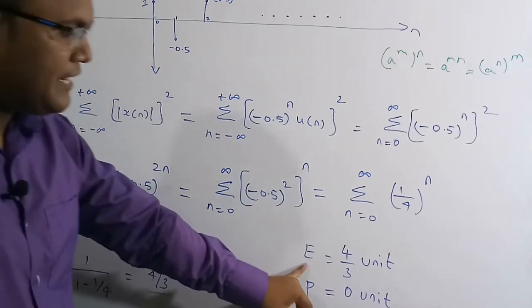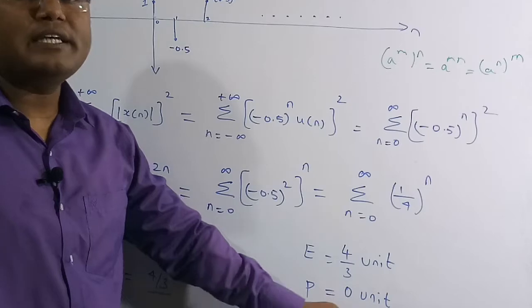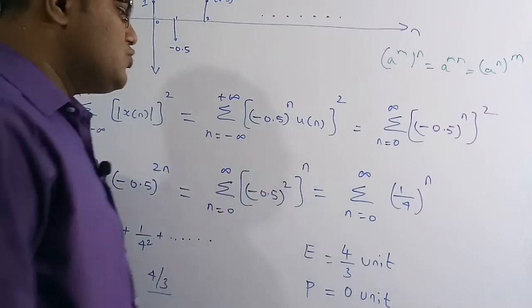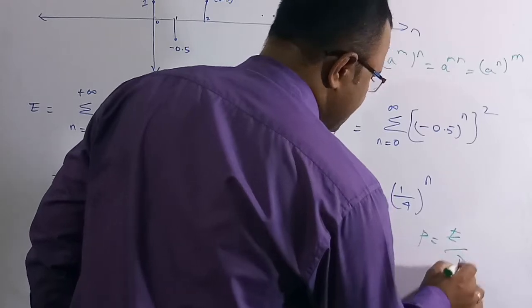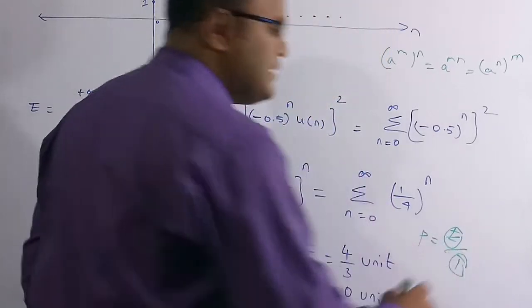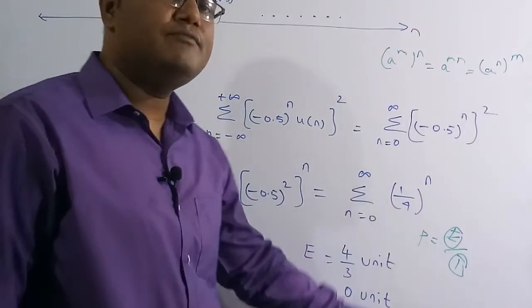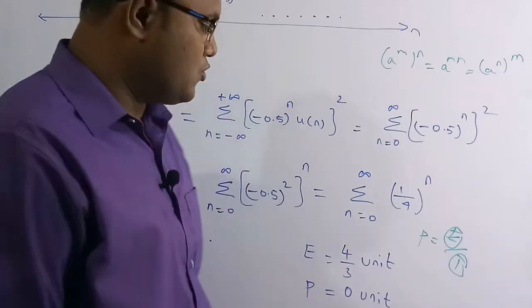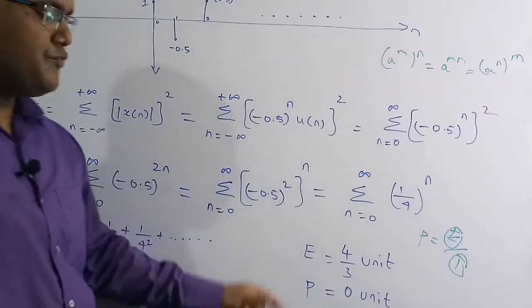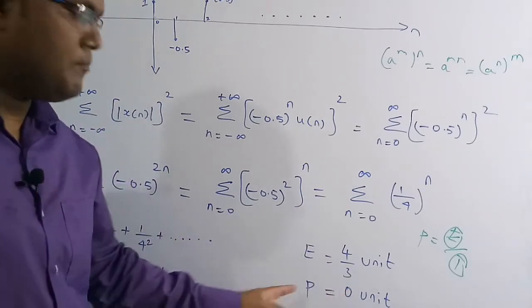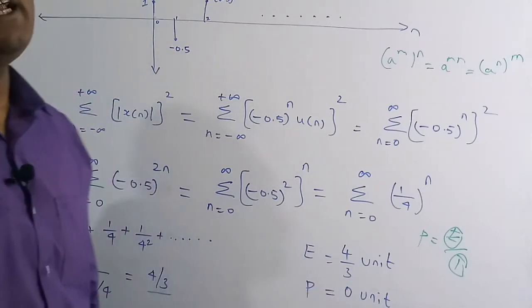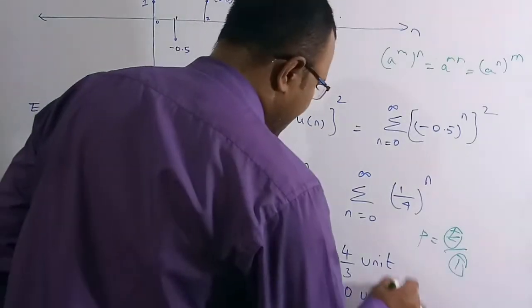Whenever the energy is a finite value, the power is nothing but energy by time. The energy is finite, but the time is infinite. So finite divided by infinity is nothing but again 0. Therefore, power is equal to 0. From this we can conclude that as the energy of the signal has a finite value but the power is equal to 0, this signal is said to be an energy signal.